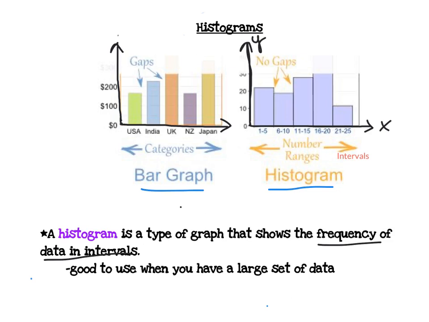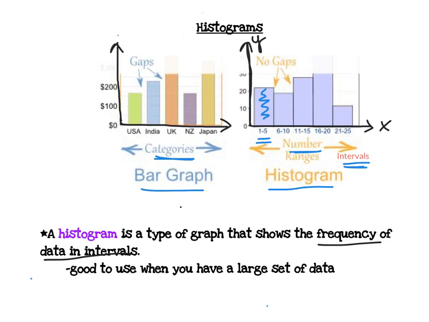Now, a histogram is different because, first of all, if you look on the x-axis, we have numbers. Typically, a bar graph won't use numbers, but instead it'll have categories as the data on the x-axis. Our histogram is always going to have numbers. And it doesn't just have numbers, but oftentimes the numbers are going to be grouped together. So we have a range, or what we call an interval, for each bar. So this first bar on the histogram is going to represent from 1 to 5.